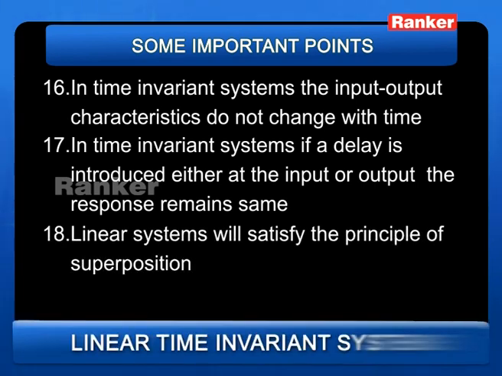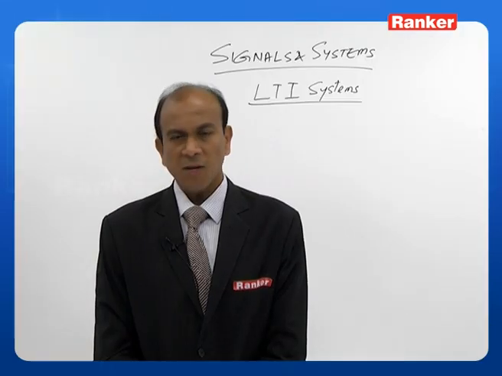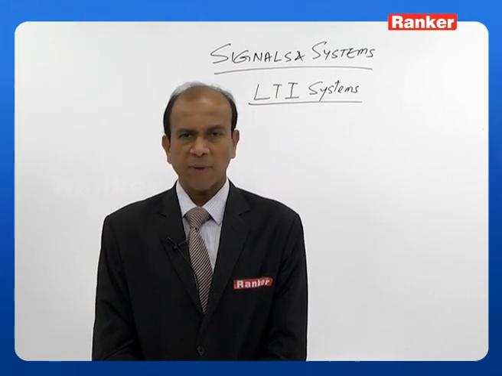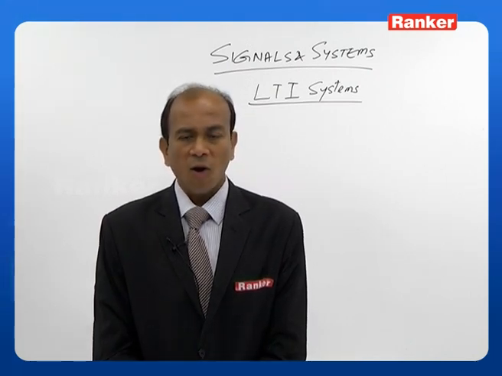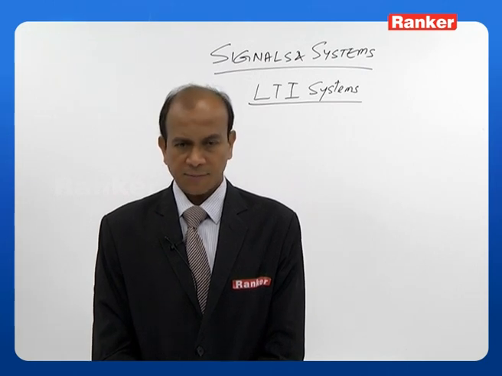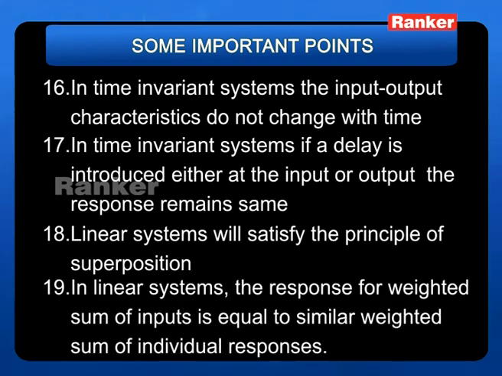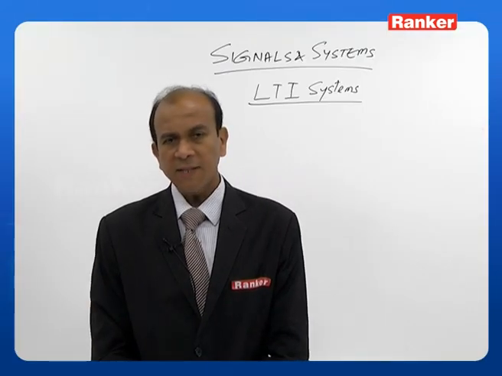Then what about a linear system? We said earlier, linear systems will satisfy the principle of superposition. That means all those systems which satisfy the superposition principle are called linear systems, along with the other condition that is mentioned in point 9. What does point 9 say? The response for a weighted sum of inputs is equal to the similar weighted sum of individual responses. So, superposition plus this response for weight.